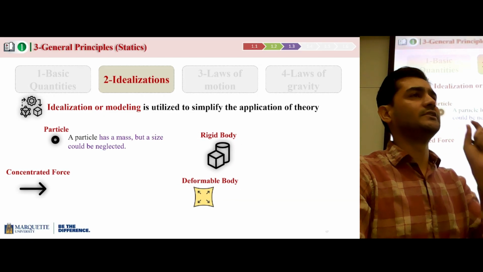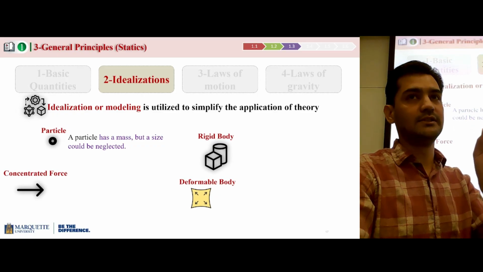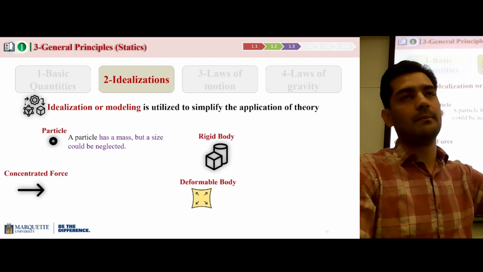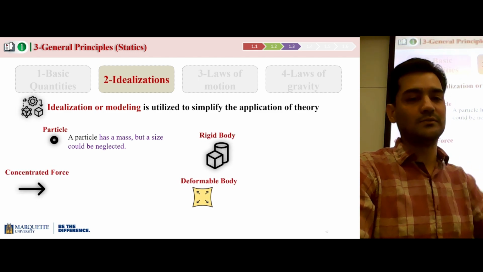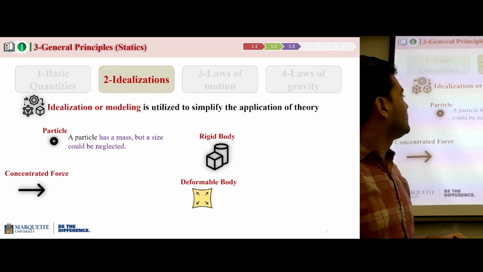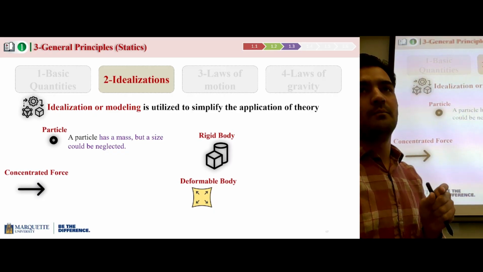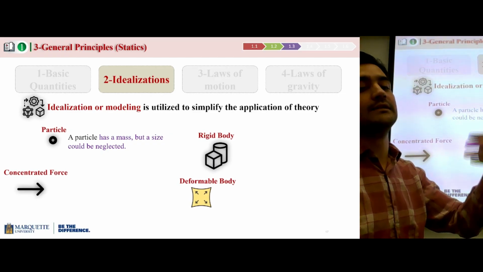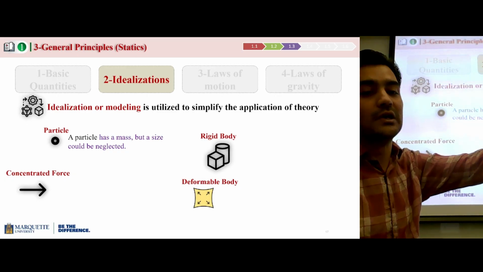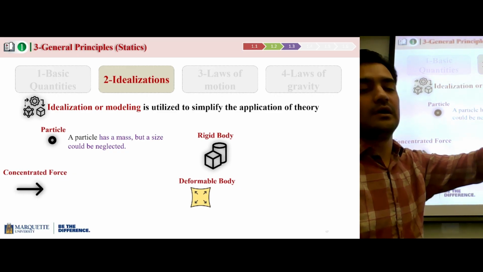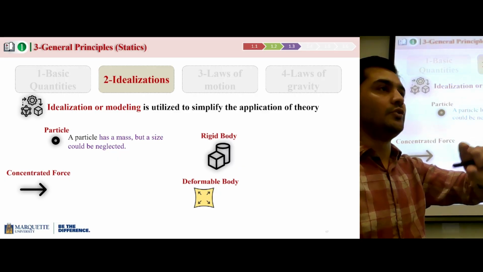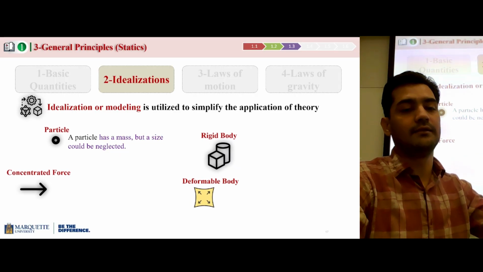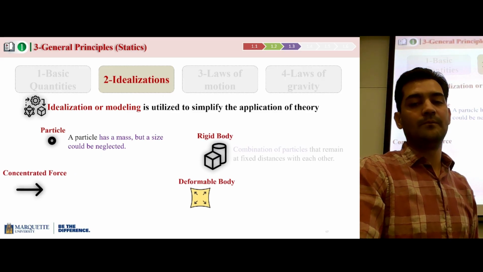You have a particle, which is the very basic kind of idealization you can do on an object. For example, you can define a table by a point as well. So what is a particle? A particle is something that has mass, but you have ignored the size because maybe in the example you're doing, size is not important. You are just interested in what the mass is. So you can idealize that object as a particle. You can idealize a table, for example, as a particle as well.